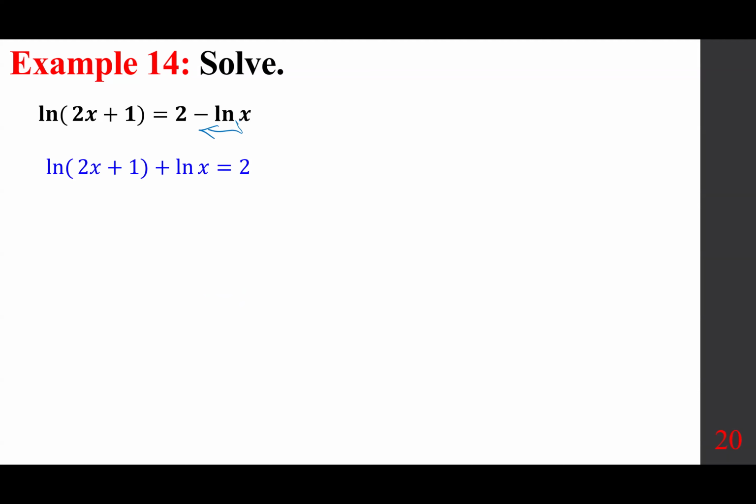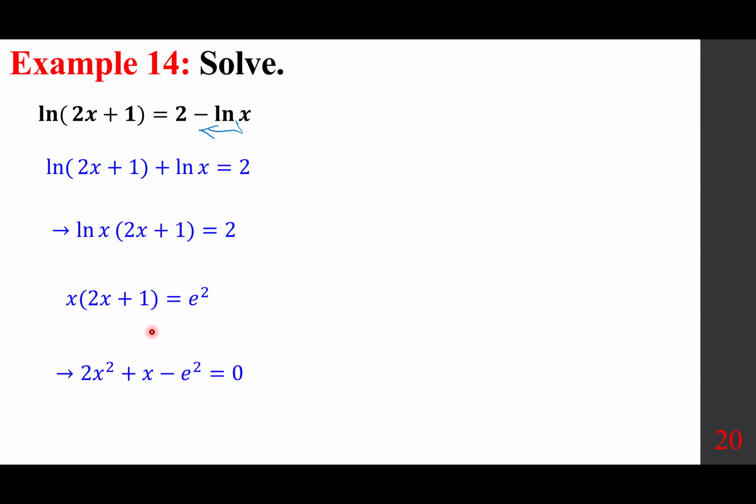We also are going to use the logarithmic properties. The product rule will become ln of (2x plus 1) times x, or x times (2x plus 1), equals 2. And now the exponential rule: the argument is base e to the power of 2. The argument x times (2x plus 1) is e squared. So this is 2x squared, this is plus x. And you move the e squared, it becomes negative on the left side.